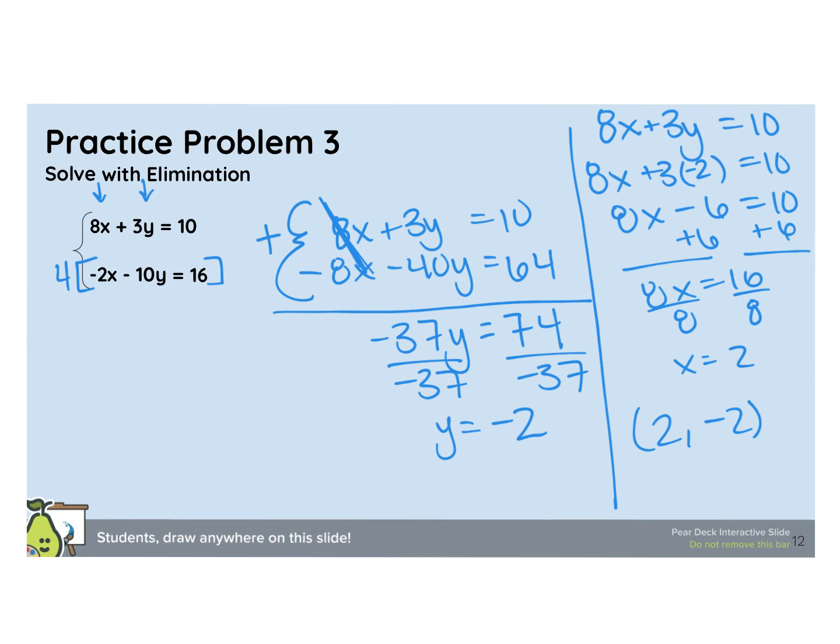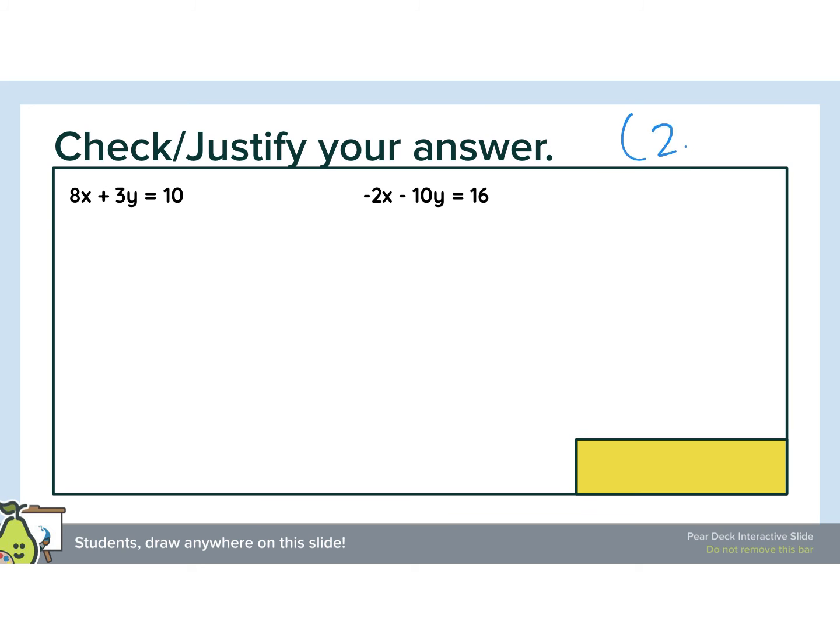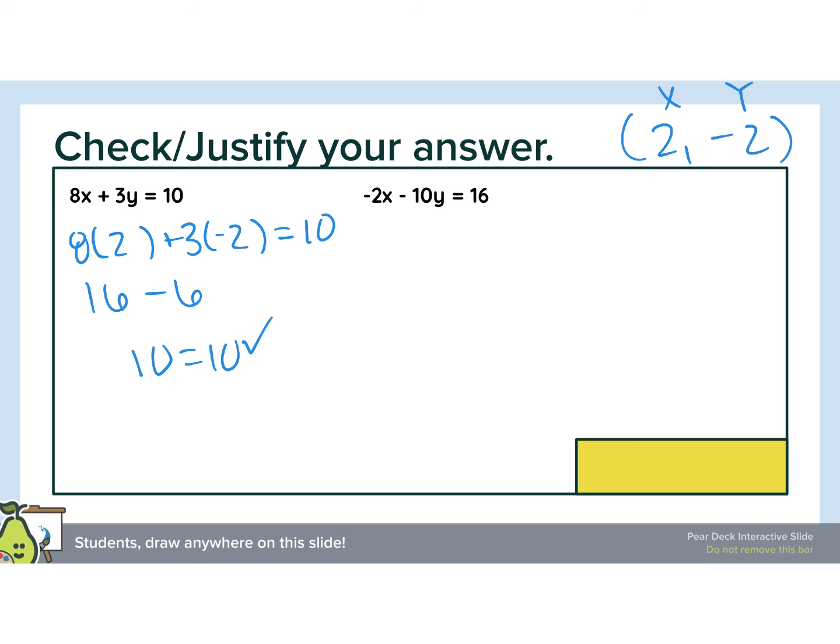Let's check our work. Remember, this is x and this is y. Let's set it up. Instead of variables, parentheses. Instead of x, positive 2. Instead of y, negative 2. This is 16 and this is negative 6. That is 10. Checks out.